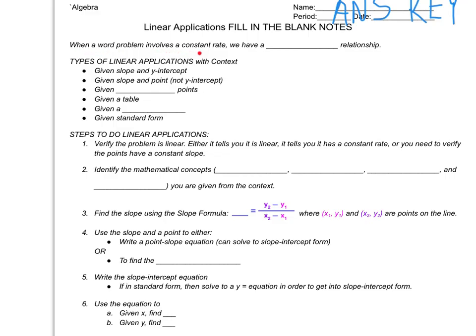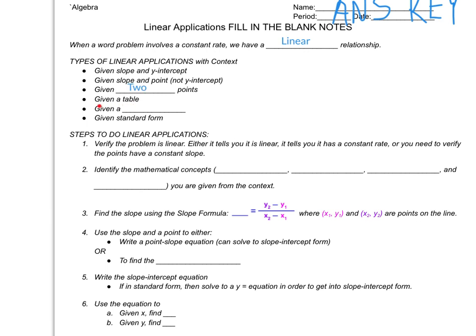When a word problem involves a constant rate, we have a linear relationship. There are multiple types of linear applications. These are with context. You might be given a slope and a y-intercept problem. That means that literally in the problem they tell you the slope and they tell you the y-intercept. Or you might be given the slope and maybe a point. That point's not the y-intercept. You might be given 2 points.